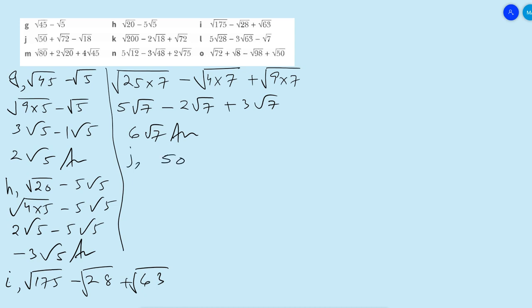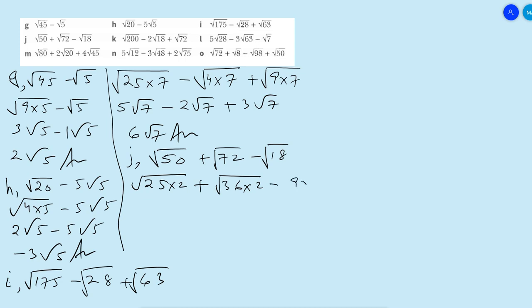Part J is root 50 plus root 72 minus root 18. Root 50 is root of 25 into 2. Root 72: 8 9s are 72 and 18 4s are 36, 36 2s are 72, and 18 can be written as 9 into 2. Root 25 is 5, so 5 root 2.